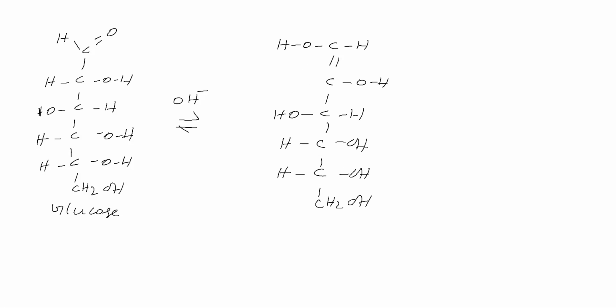So how is it possible? Now this bond is moving here, and H plus is moving here, so that we got this. This is keto-enol tautomerism. What is tautomerism? That we'll see. Tautomerism is possible for aldehyde or ketone, anything you can take.